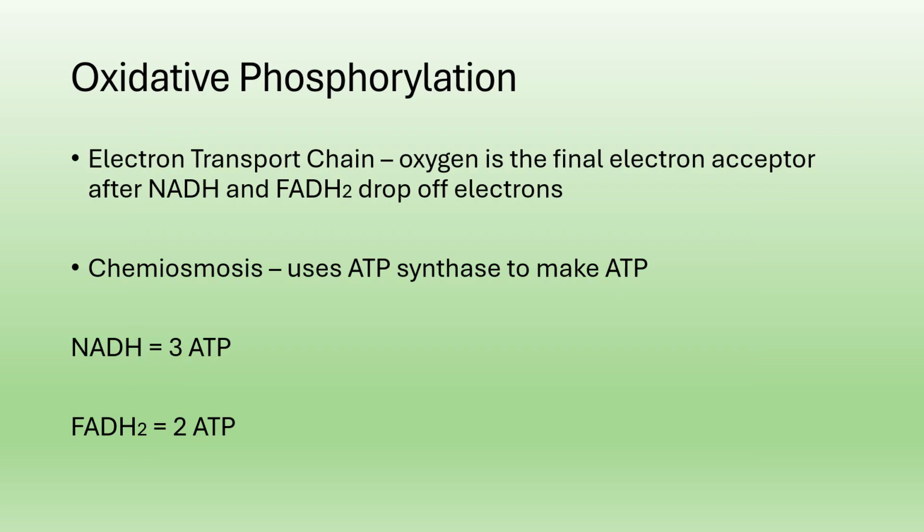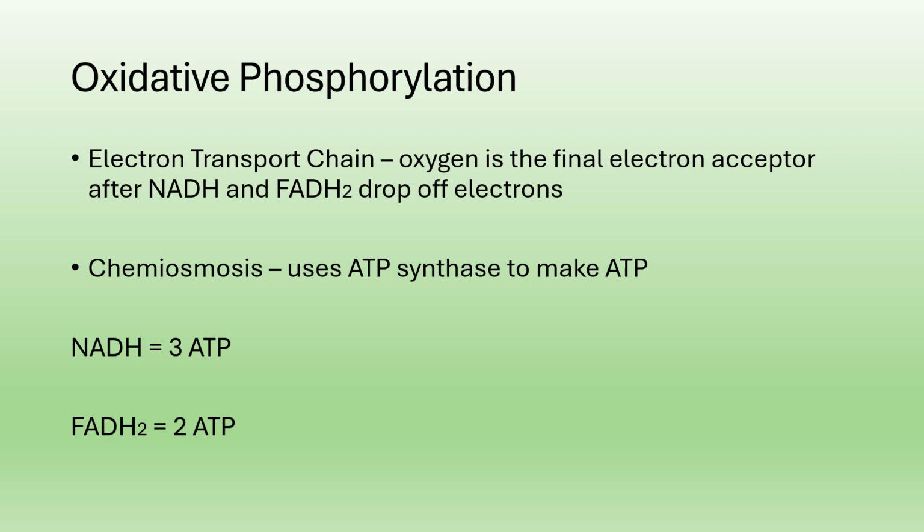Oxidative phosphorylation is broken down into the electron transport chain and chemiosmosis. The electron transport chain is where your NADH and your FADH2s, those electron carriers, drop off those electrons. The electrons are passed from one compound to another, and the final thing that receives those electrons is oxygen. That's why oxygen is required. Chemiosmosis is also involved. It uses an enzyme, an ATP synthase, to make ATP.